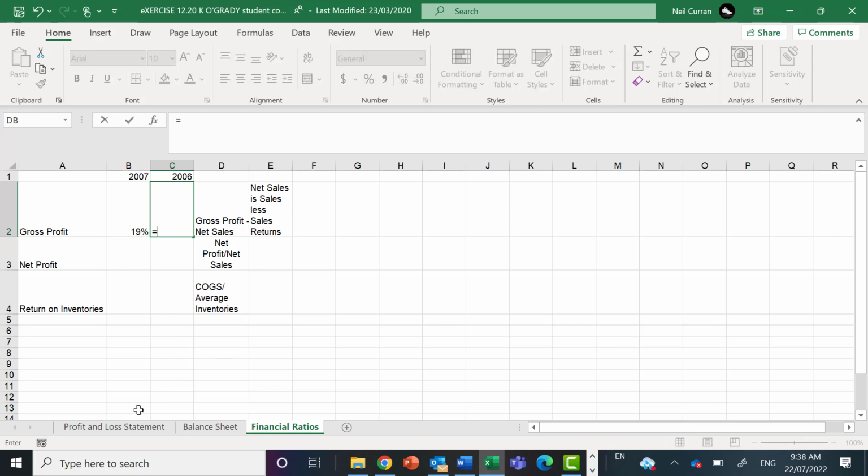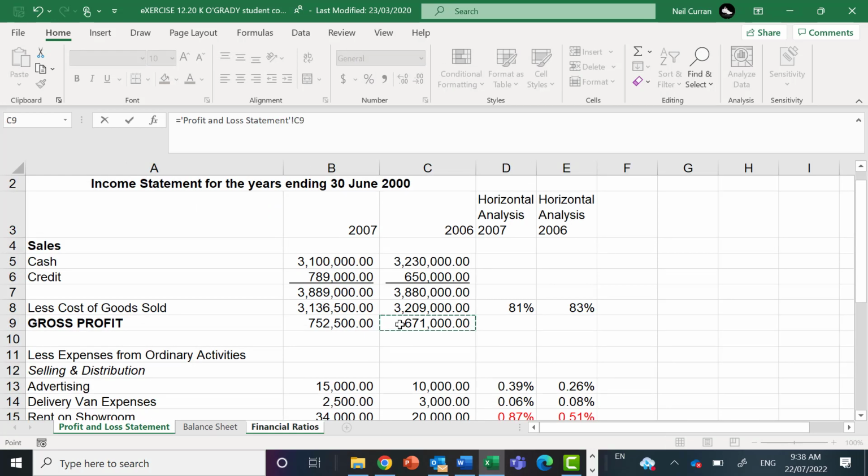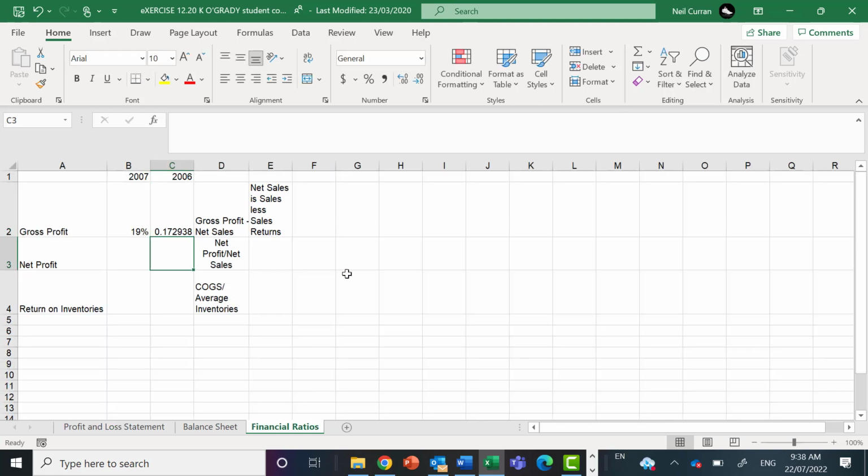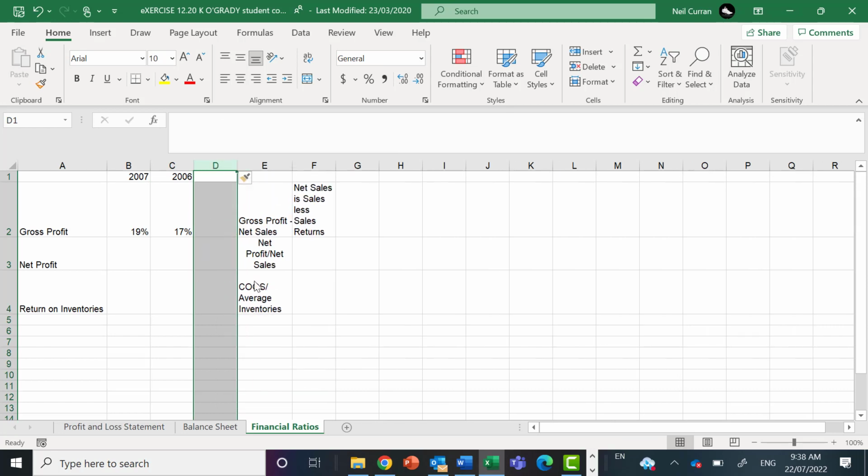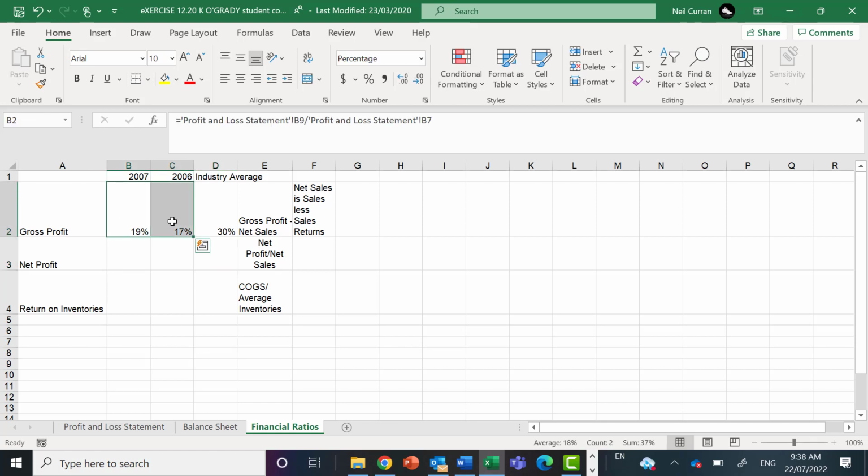So now we're going to do 2006. And as you can see here, it has increased by 2%, which is a good sign for the business. You will also have an industry average here, which you'll need to compare against. Say, for example, our industry average here was 30%, in other words what the competitors are doing. You can see here that our gross profit is lagging, so that is a big concern for the business.